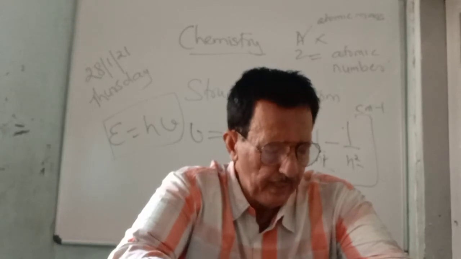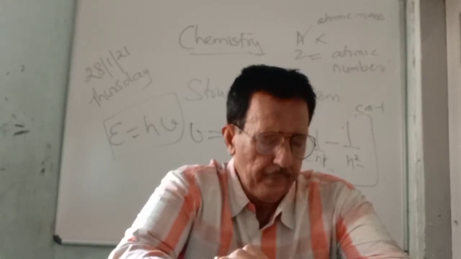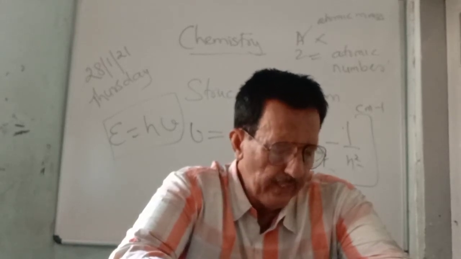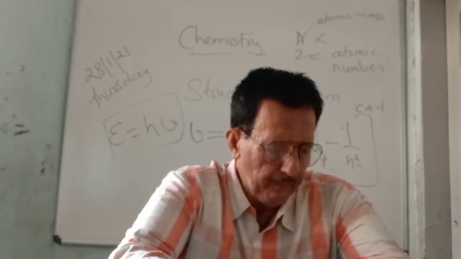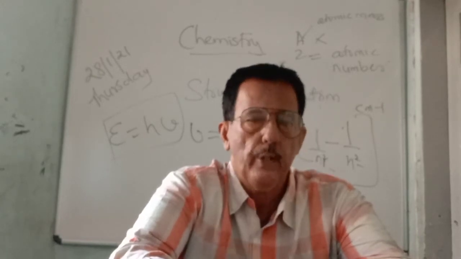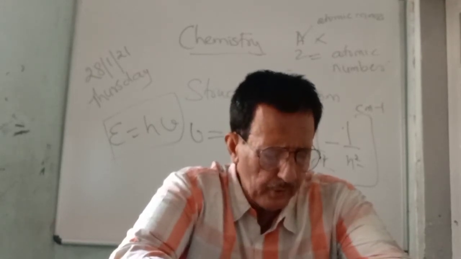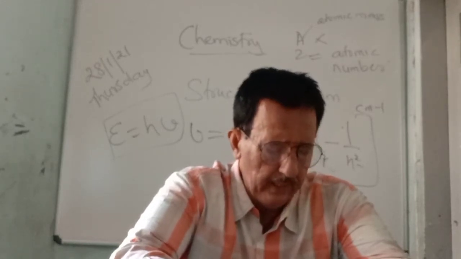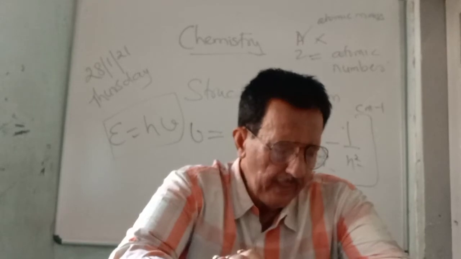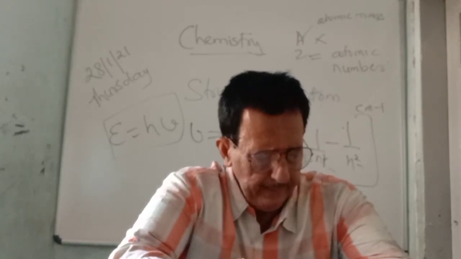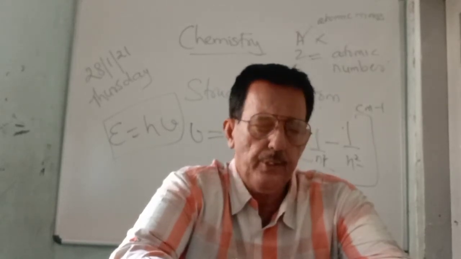Therefore, the number of neutrons N will be equal to the mass number A minus the number of protons Z. N is equal to A minus Z. For example, the atomic number of sodium is 11 and the mass number is 23. Z is equal to 11 and A is equal to 23. Hence, the number of neutrons in sodium will be A minus Z, that is 23 minus 11, which is equal to 12.